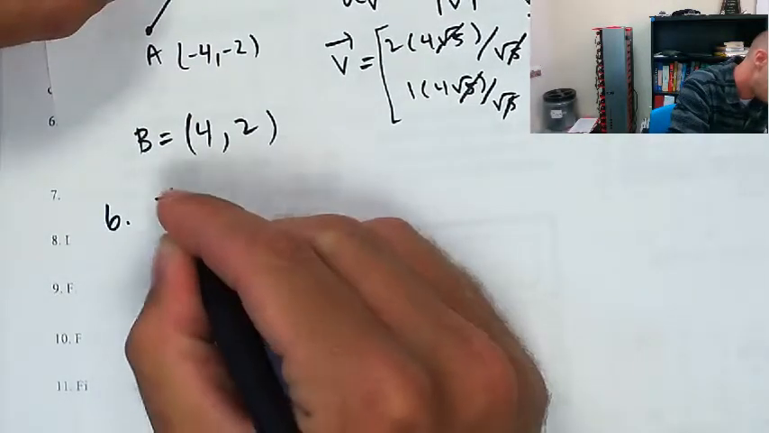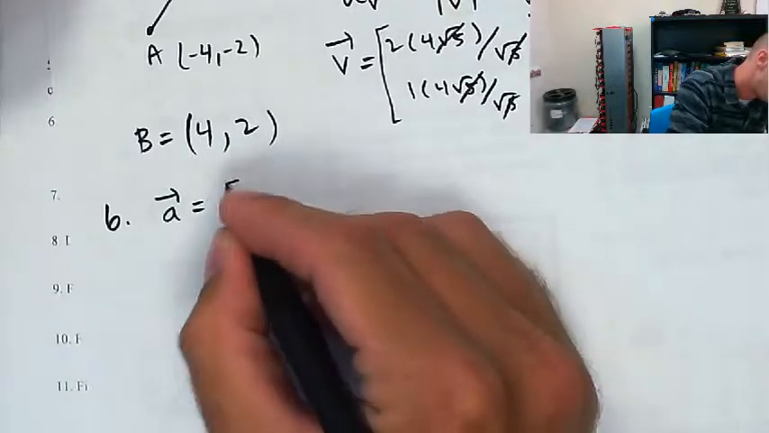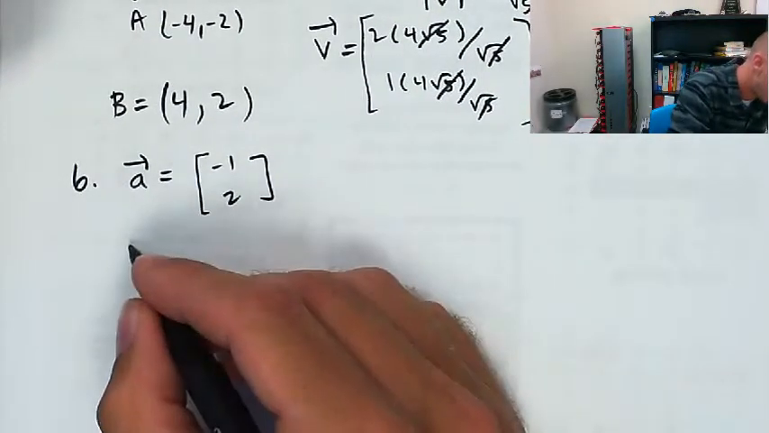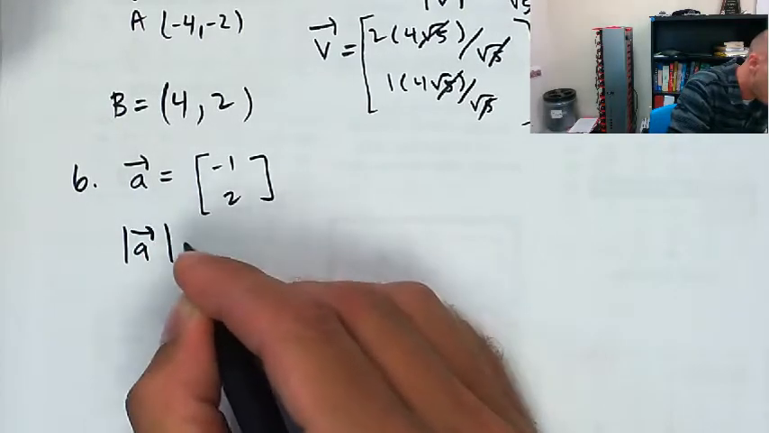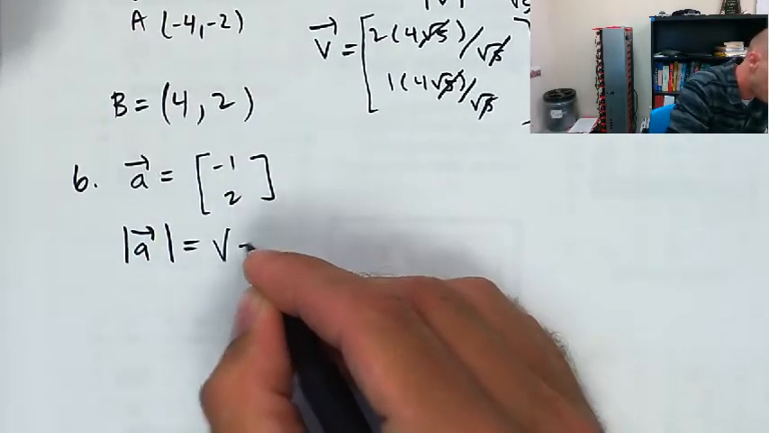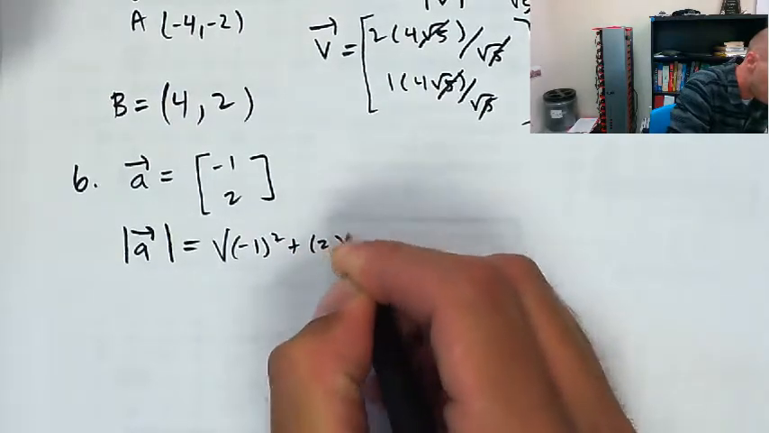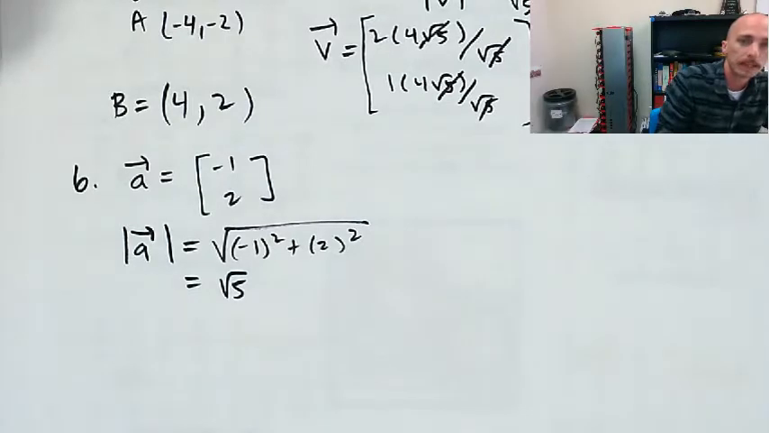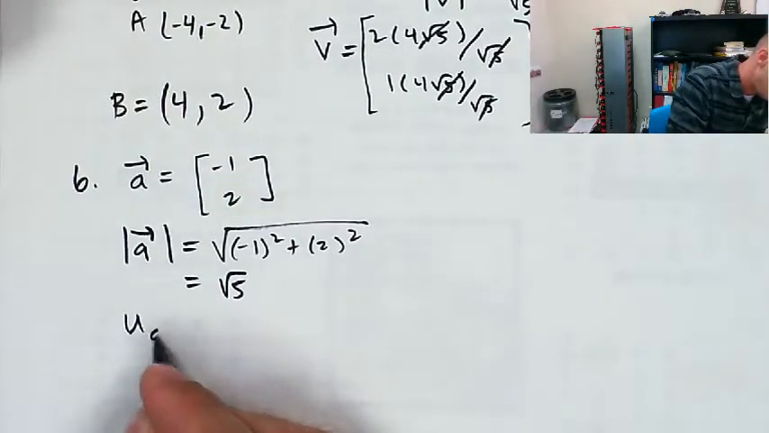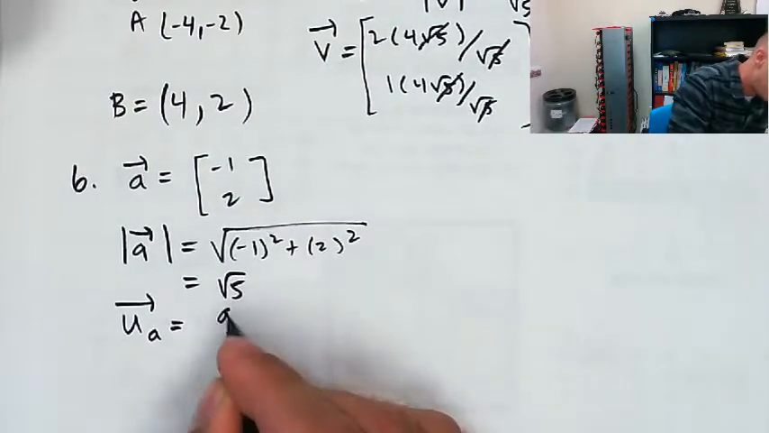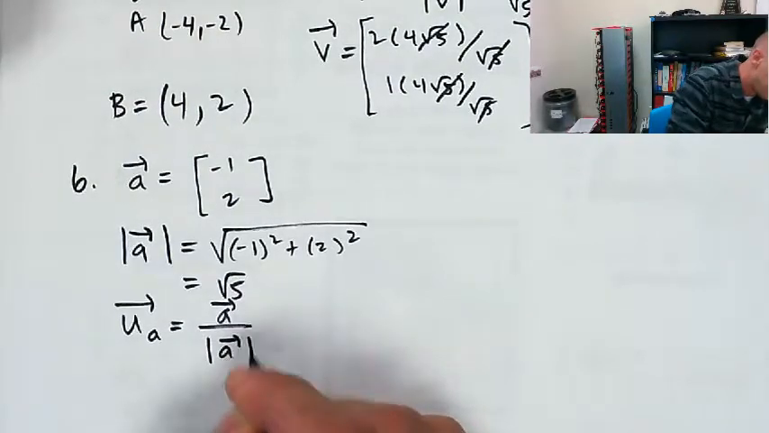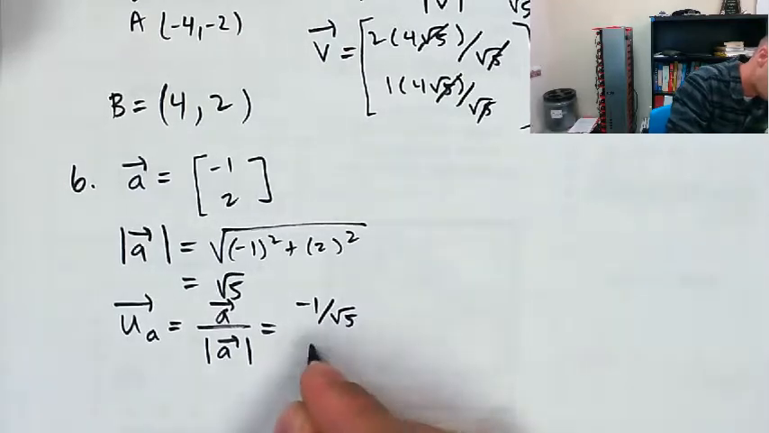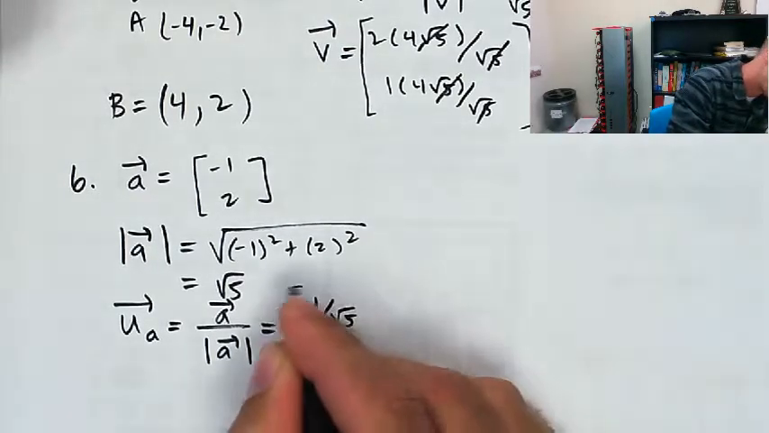Okay, so a equals negative 1, 2. The unit vector in the direction of a, well, maybe I'll just write down the length of a. It's going to be the square root of negative 1 squared plus 2 squared, and that's going to be, again, the square root of 5. I'm going to say that the unit vector in the direction of a is equal to a divided by the length of a, which is going to be negative 1 over the square root of 5 and 2 divided by the square root of 5.